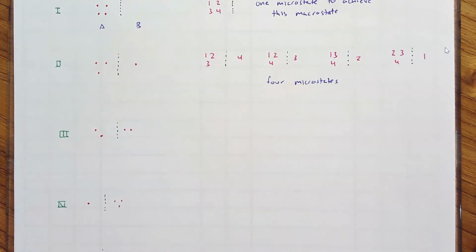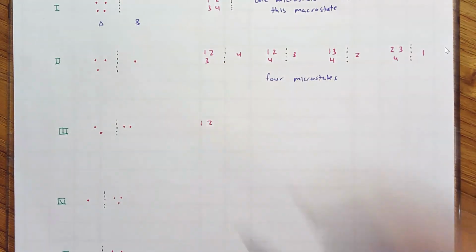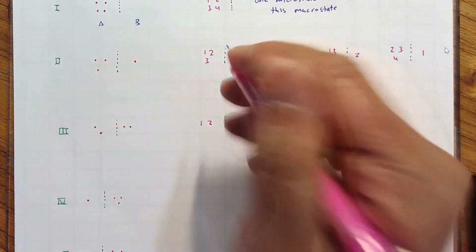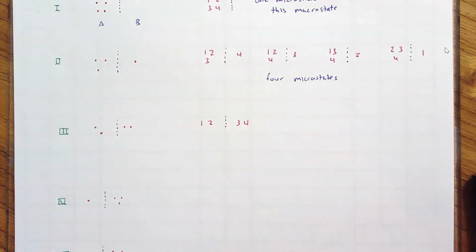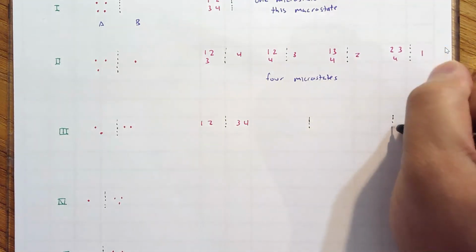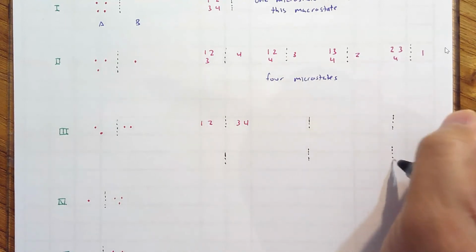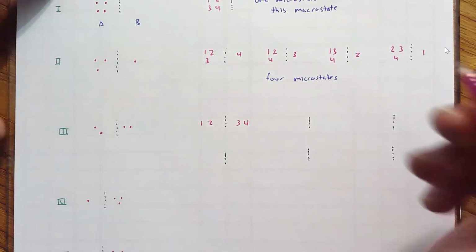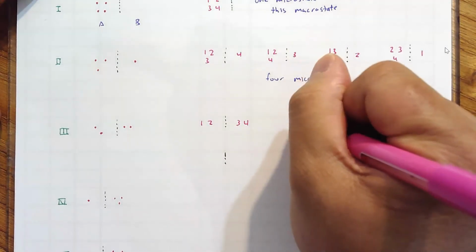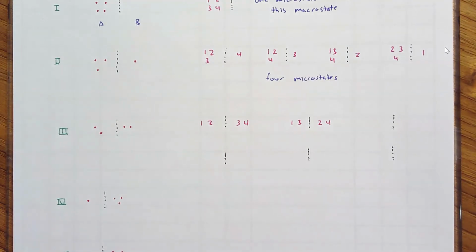Let me make sure I don't mess up. Just give me 1 second. Oh, okay. 1 and 2, and 3 and 4 on the right. Let me actually draw my 2 cells. There's going to be 6 of them in total, I think. Okay, 1 and 3, 2 and 4. Make sure I don't repeat.